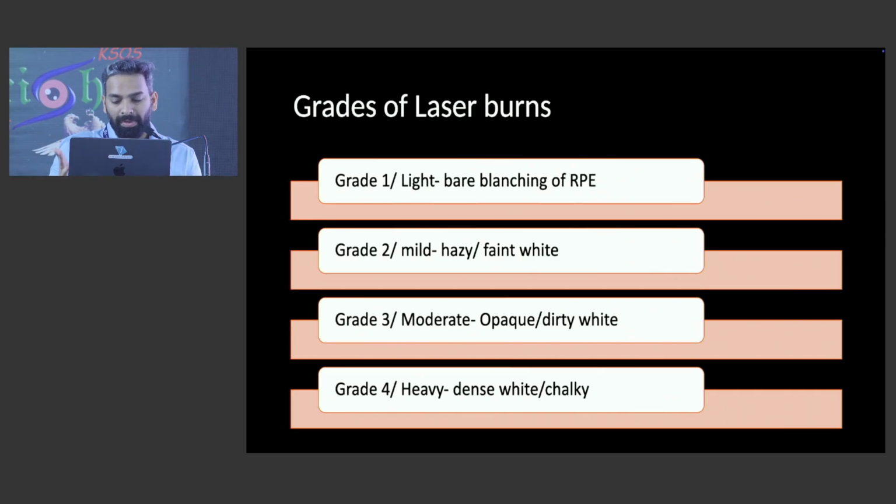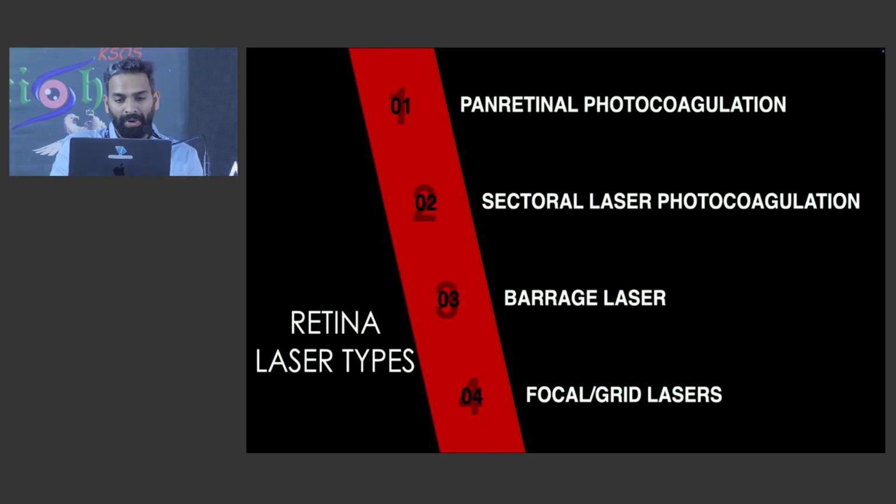What are the different grades of laser burns? Grade 1 is light barely visible blanching of the RPE. Grade 2 is mild hazy or faint white. Grade 3 is moderate or opaque dirty white. Grade 4 is heavy, dense, chalky white laser spots.